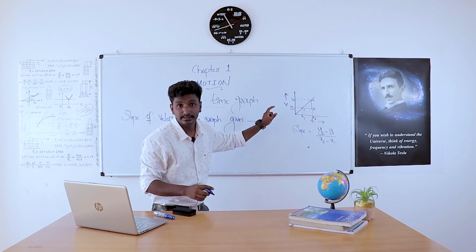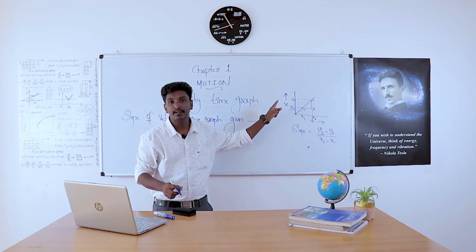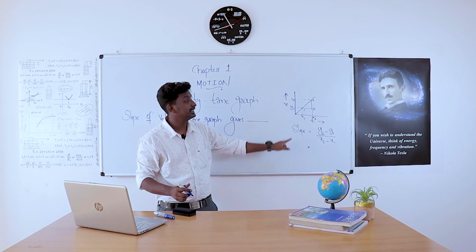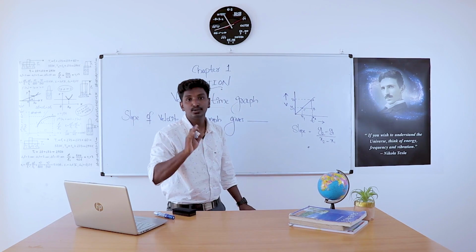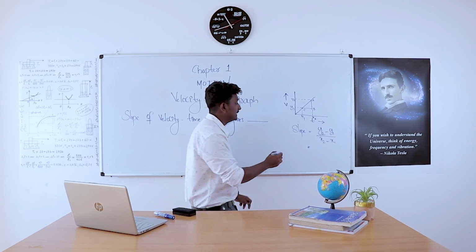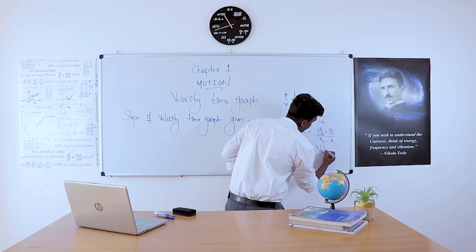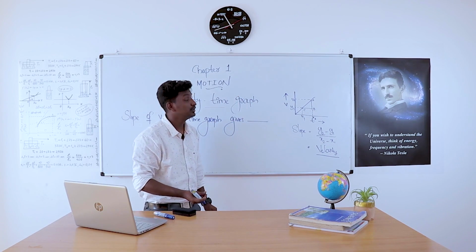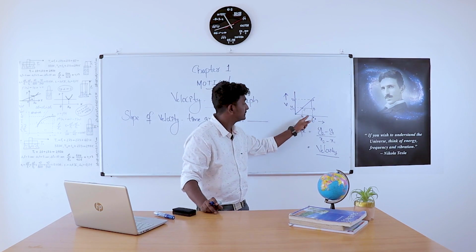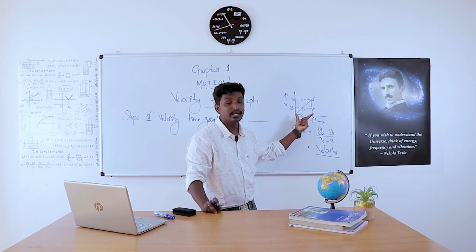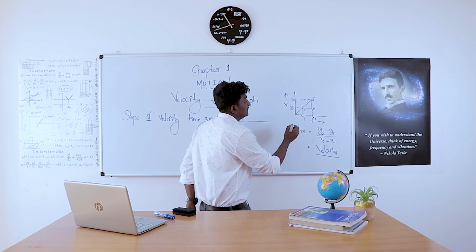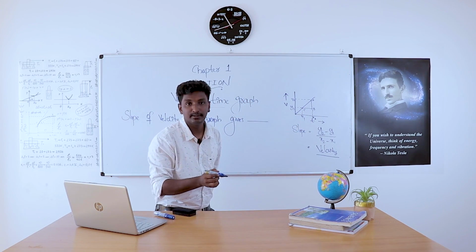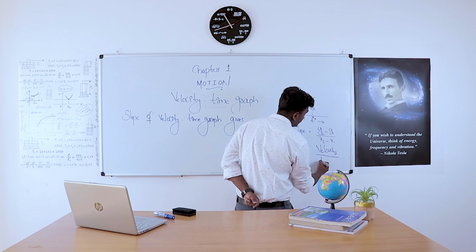Y2 minus y1 means difference in the values of y-axis. In y-axis, we are representing velocity. Therefore, y2 minus y1 always gives the value of velocity divided by x2 minus x1. These x2 and x1 are in time axis. Therefore, difference in time value, x2 minus x1 will give time.